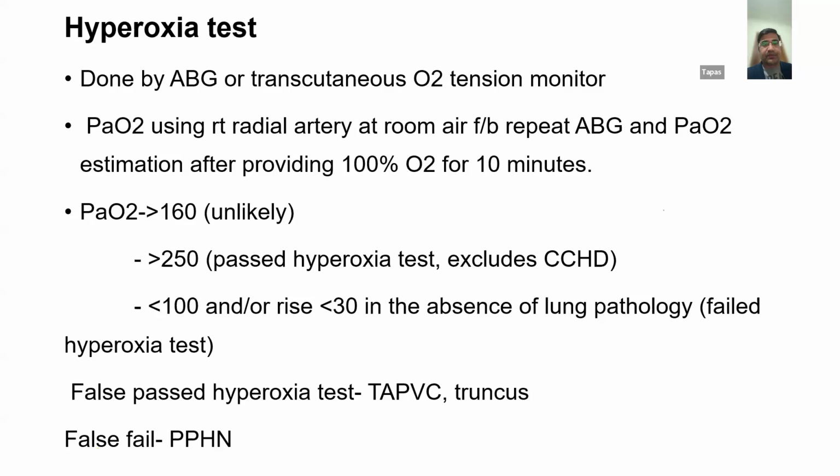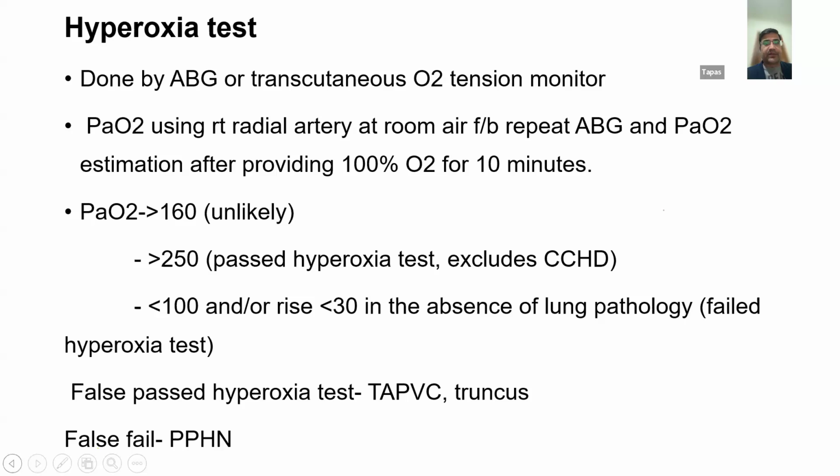However, if the PO2 is less than 100, or if the rise in PO2 after providing 100% oxygen for 10 minutes is less than 30, and the chest X-ray is not showing any lung pathology, then it is known as failed hyperoxia test. So these babies should be started on PGE1 infusion.